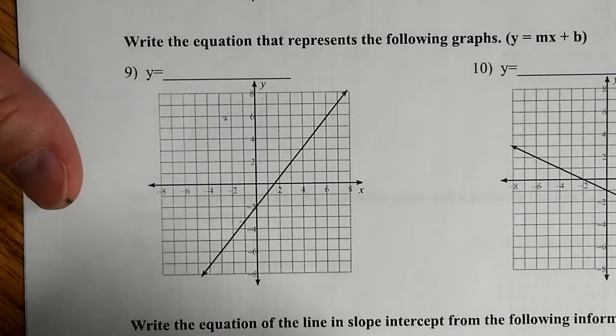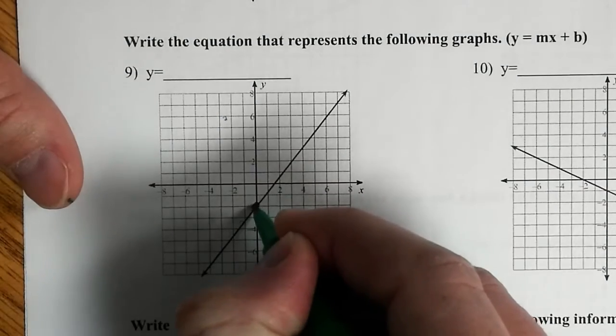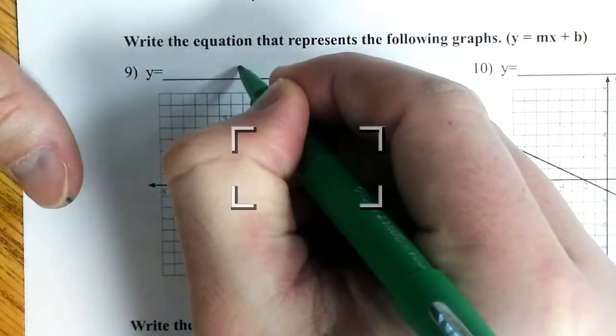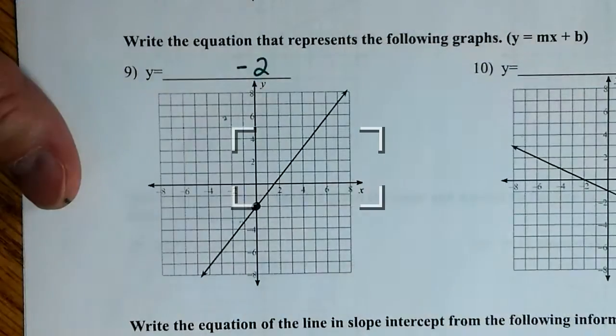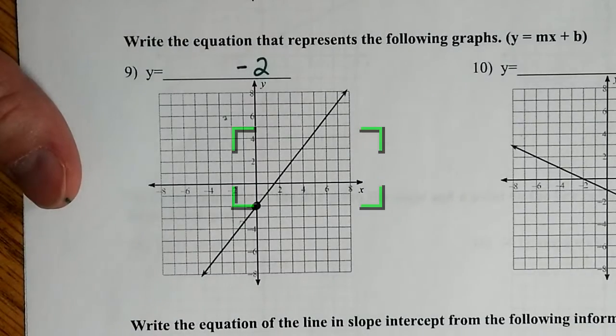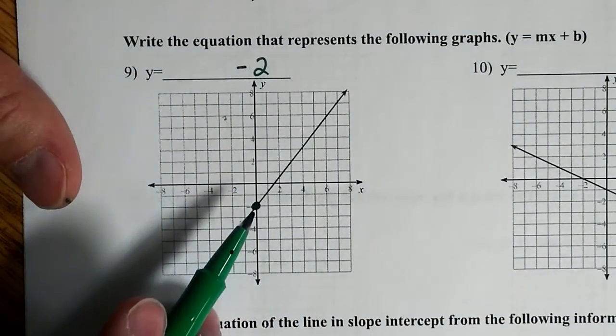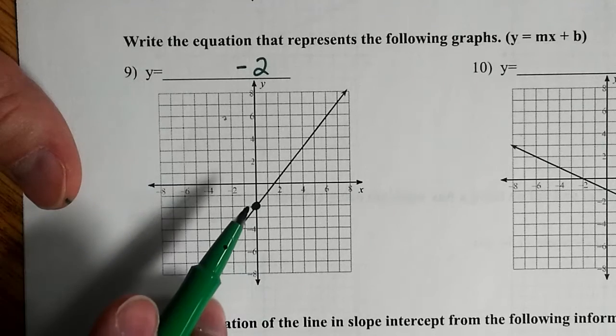At -2. So I'm going to put a dot right there at -2. And I know it's going to be -2 as my b. Okay, so I'm going to put that -2 right there for my b because that's where it crossed the y-axis. That's my y-intercept.